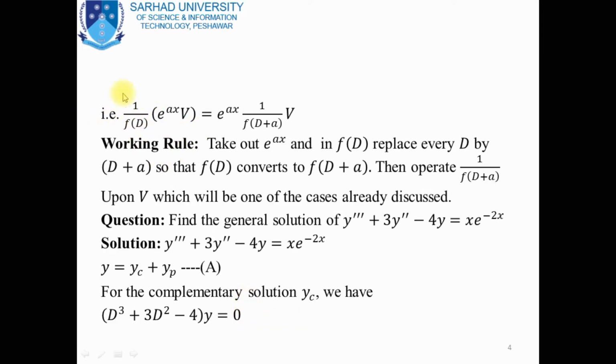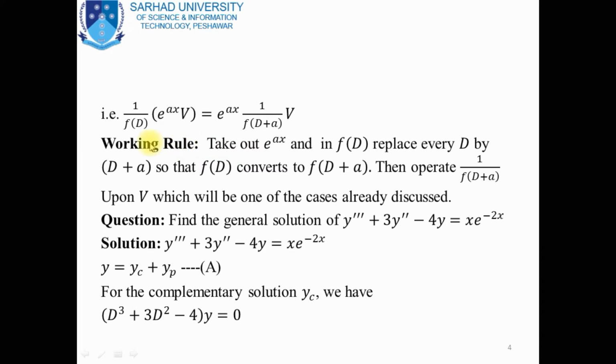So in short, we can say that the particular solution for this expression is equal to: take out e power ax and replace this D by 1 over D plus a, and you will find a particular solution. We can easily find a particular solution for the higher order non-homogeneous linear differential equation.